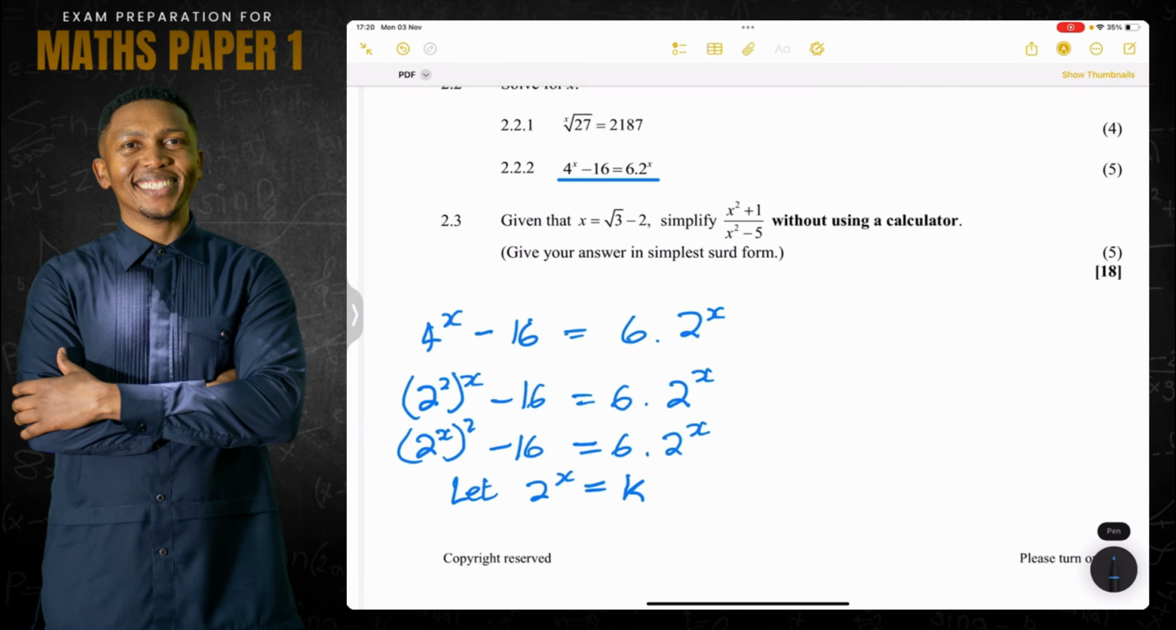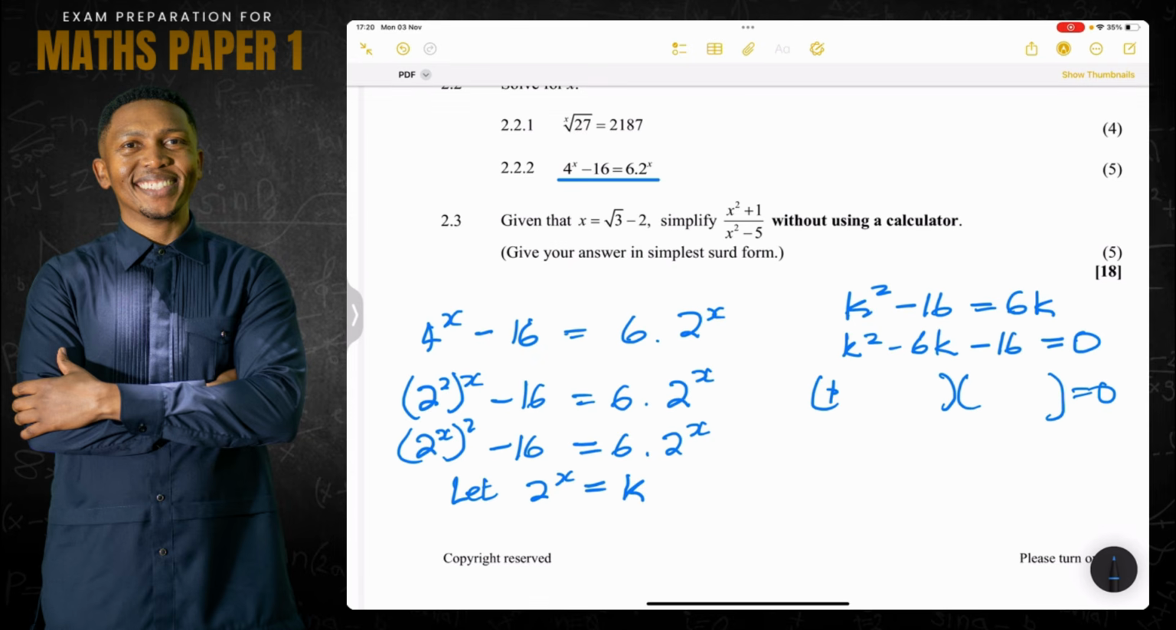Let me just write it on the other side. So we've got k squared minus 16 equal to 6k. Right, so that's k squared in standard quadratic form, minus 6k minus 16, and this would be equal to 0. Right, the factors of 16 such that when I subtract them will give me 6. That would be 8 and 2.